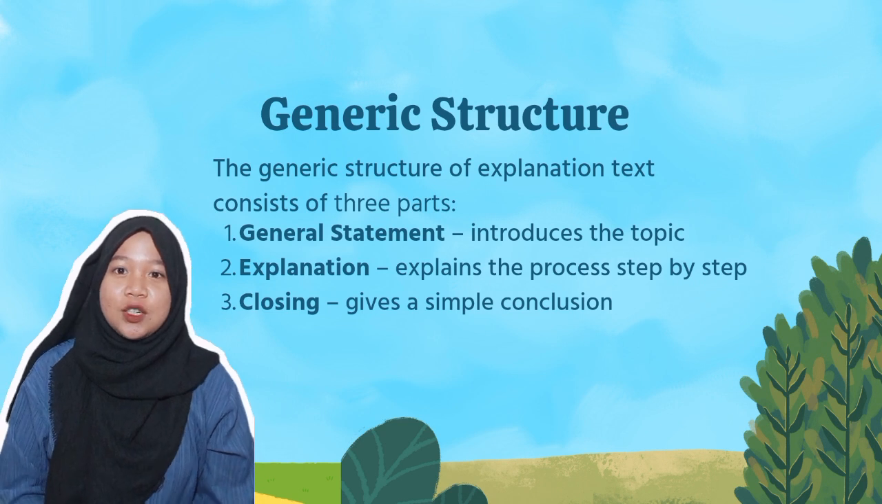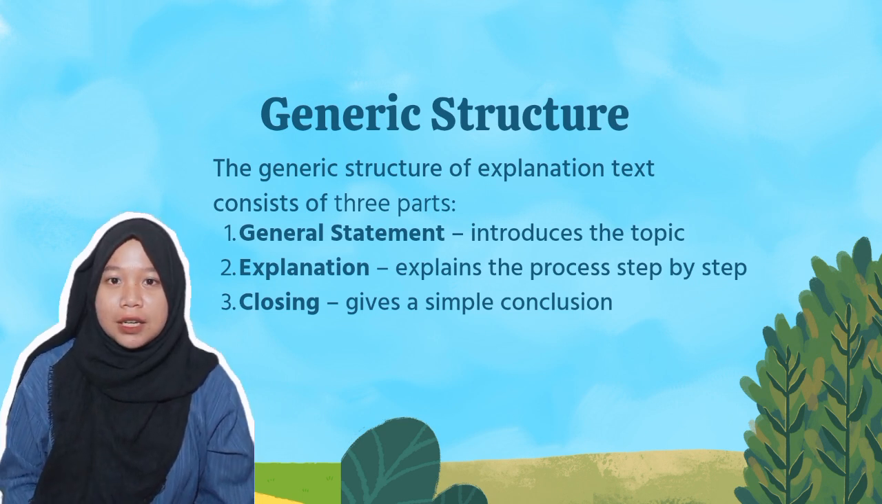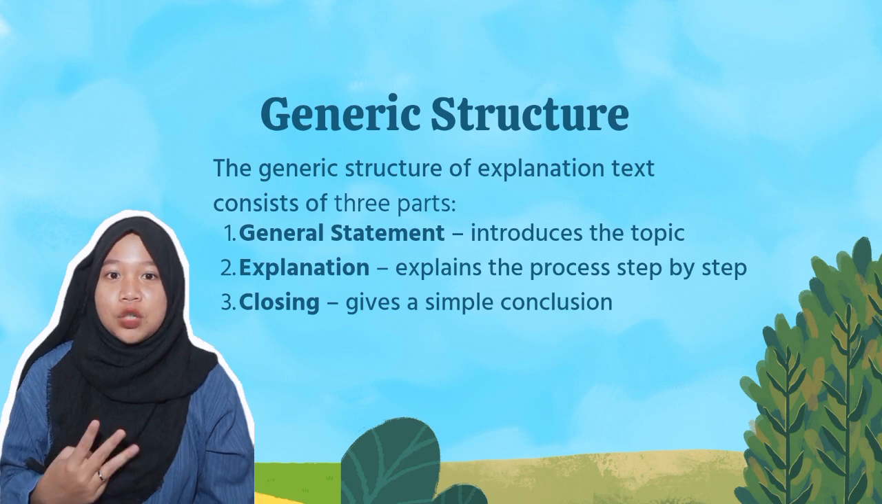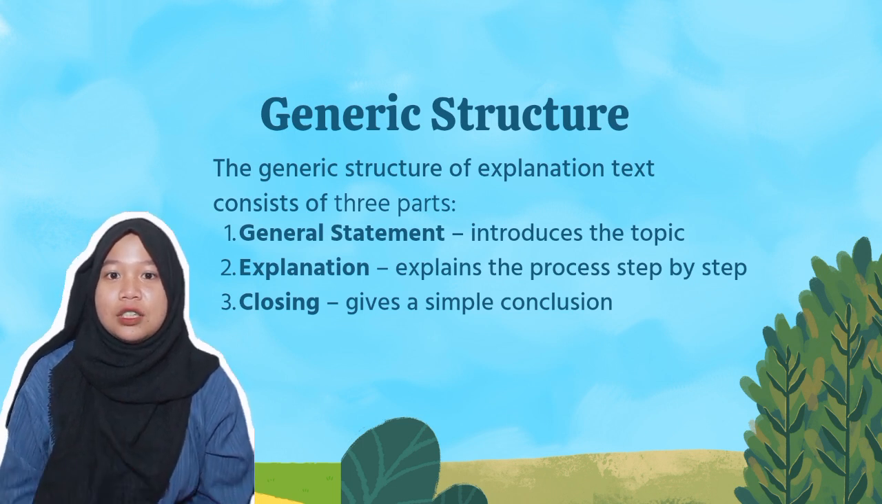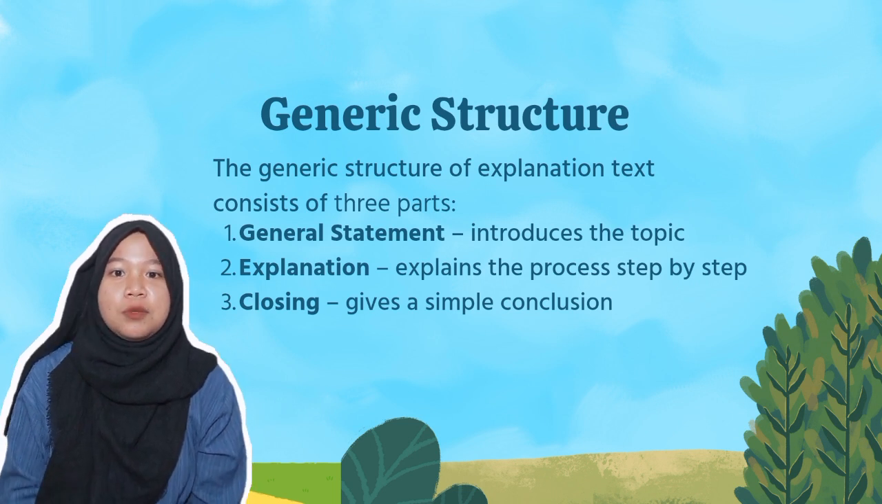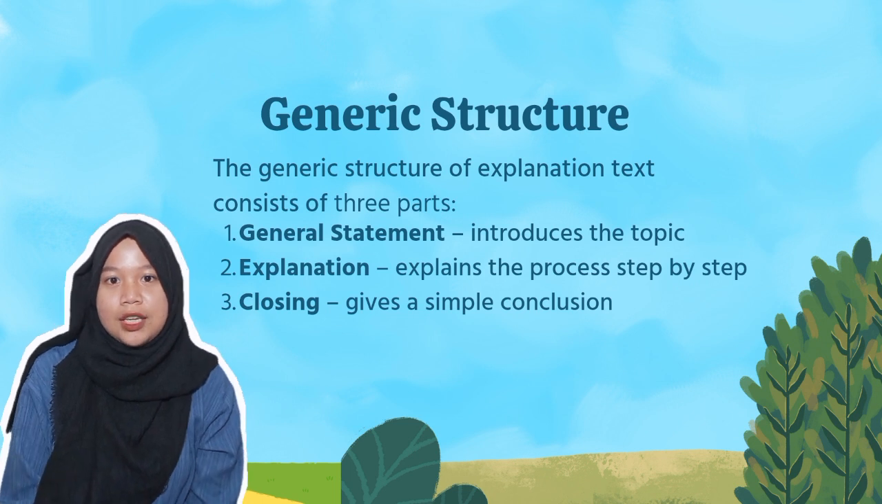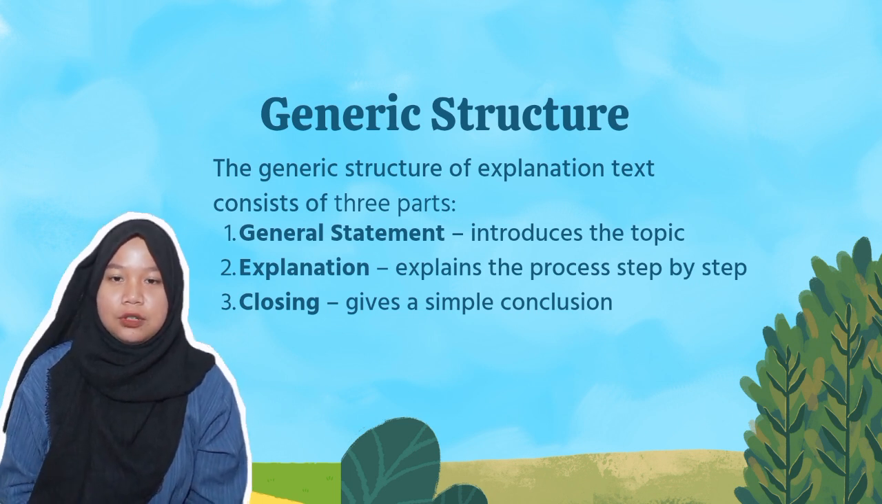Okay, next, generic structure. The generic structure of explanation text consists of three parts. First, general statement to introduce the topic. The second, explanation explains the process step by step. And third, closing gives a simple conclusion.